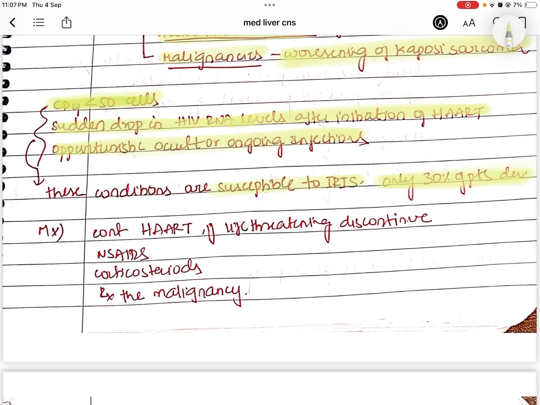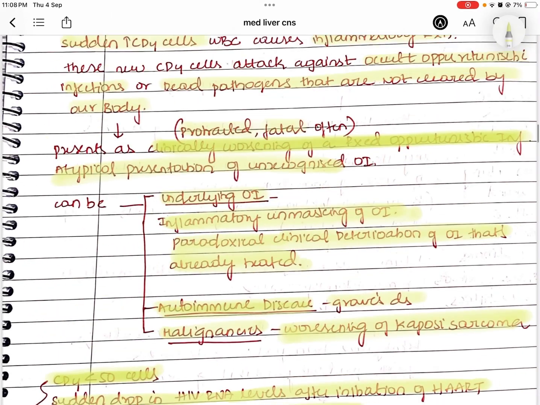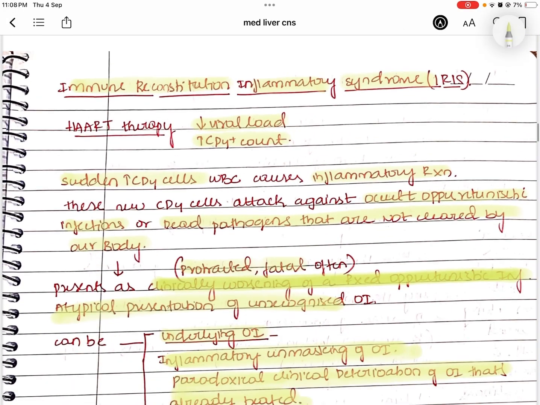Coming to the management, you have to continue the antiretroviral therapy, but if there is any severe life-threatening condition, you can discontinue it. And for the pain, you can use NSAIDs and corticosteroids to reduce the inflammation. If there is any Kaposi sarcoma or worsening of any malignancy, you can treat the malignancy first. So this is about immune reconstitution inflammatory syndrome.